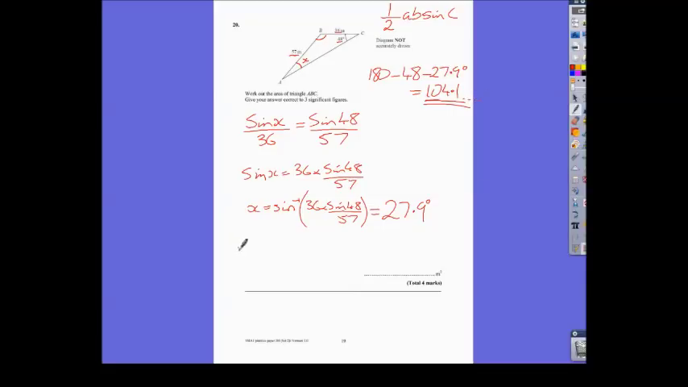Then you can use half AB sine C. So we've got the area equals a half times A, which is 57, times B, which is 36, times sin of the angle 104.1. Again, with all the decimal places in, just use the answer button to get the 104.1 in. And that will give us 995.49. It asks for 3 significant figures, so because that's a 4, this will stay as 995 metres squared. Metres squared is already given to you.